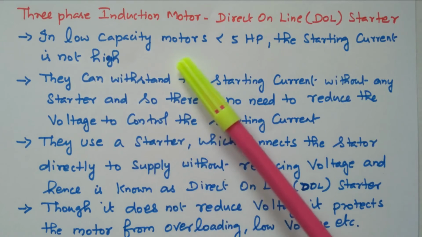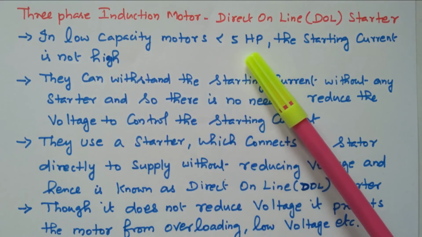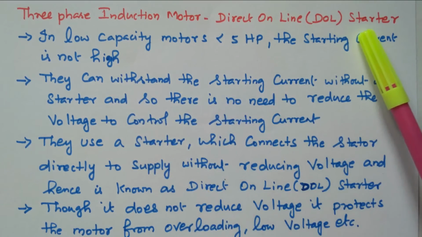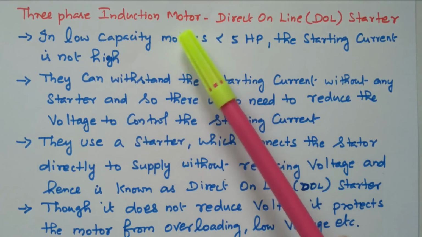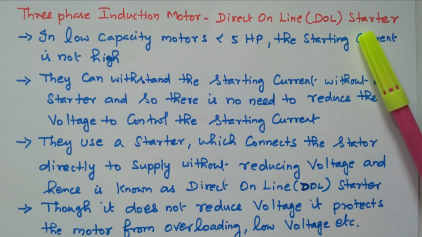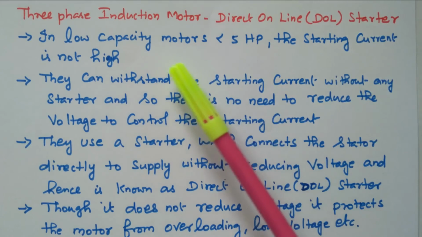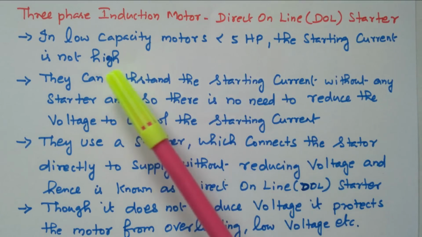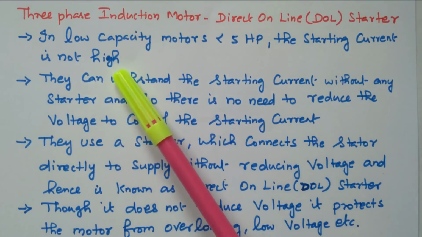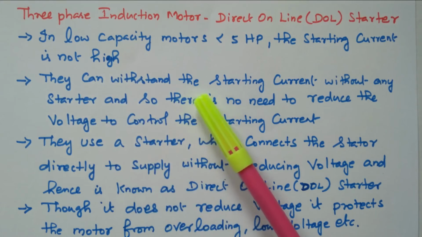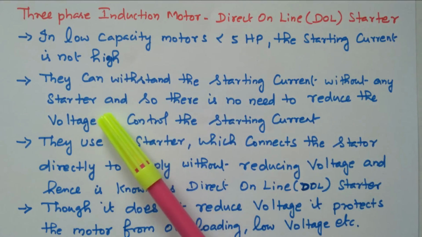So in a low capacity motor, that is less than 5 horsepower, the starting current is not high. The main objective of a starter is to reduce the starting current taken by the 3-phase induction motor. In order to avoid damage, we need to limit the starting current. But in case of a low capacity motor, less than 5 horsepower, the starting current is not very high. It is already lesser. So they can withstand the starting current without any starter.